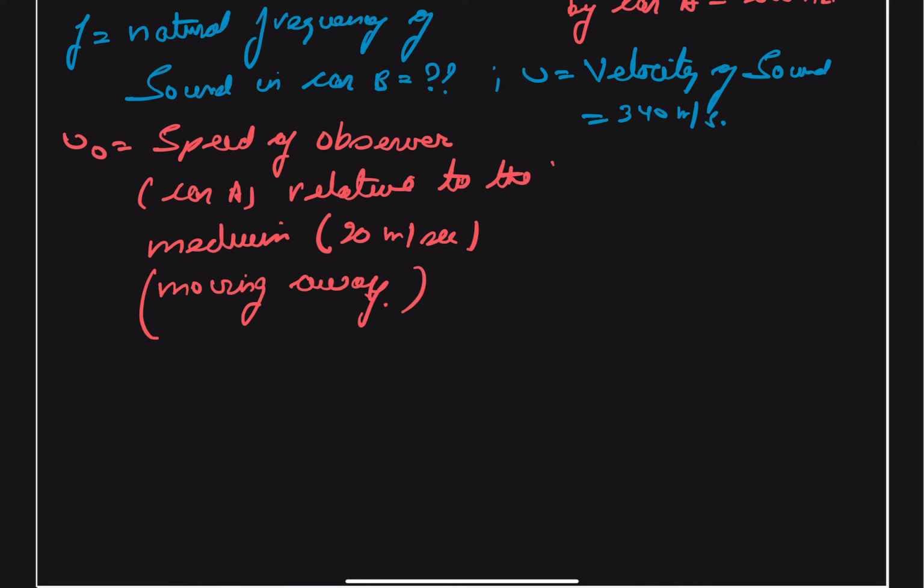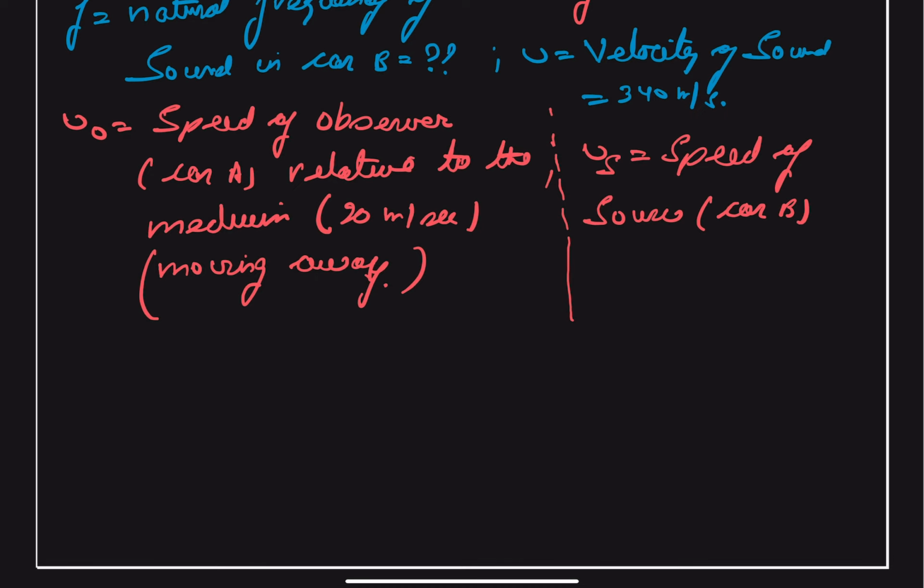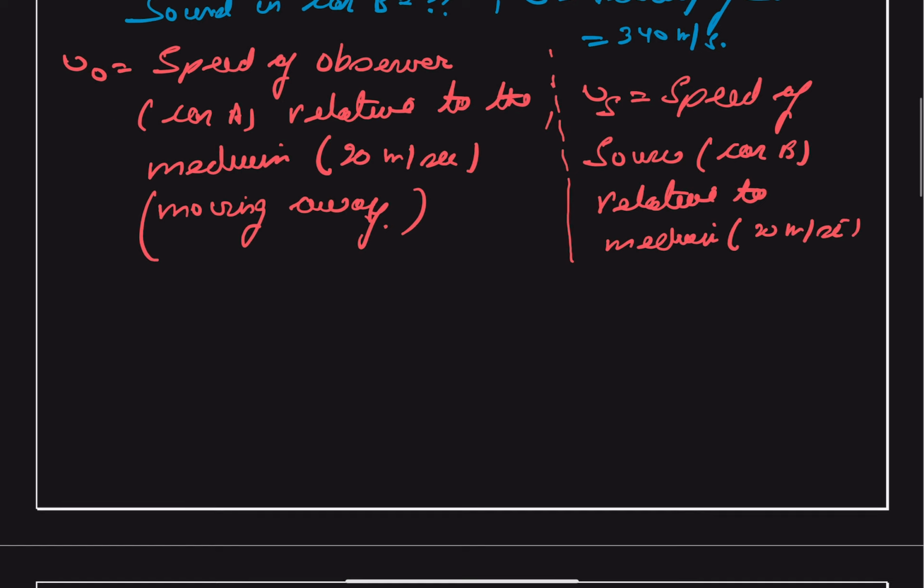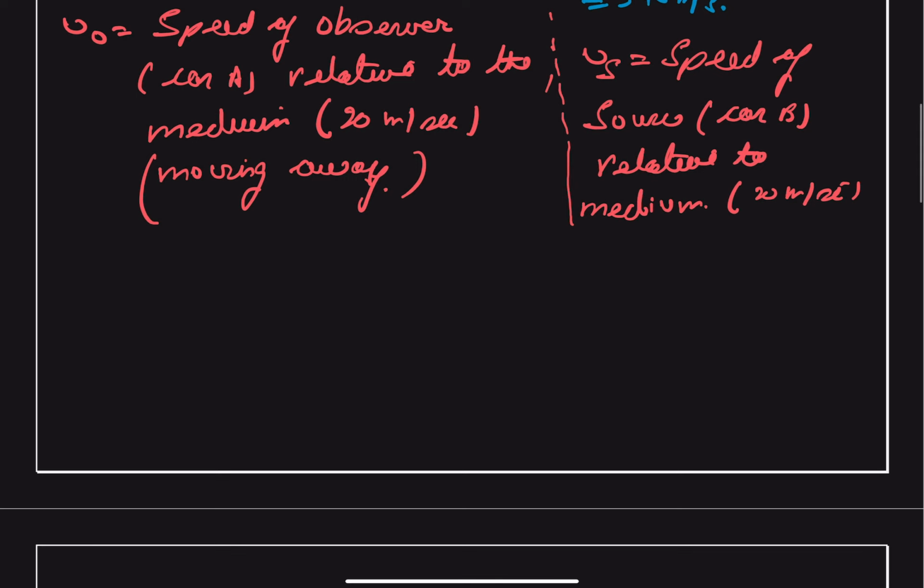And we have vs, the speed of the source, which is our car B, relative to the medium, and the speed is given as 20 meters per second, and its direction is also moving away.